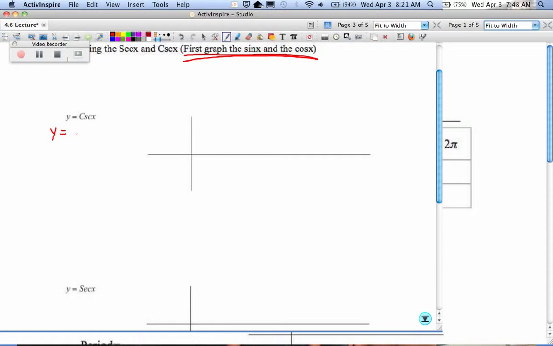What's the reciprocal that goes with cosecant? What goes with cosecant? Sine. So if you look up above, it says graph the sine or the cosine first. So for cosecant, I want you to graph sine first. When you look at the sine function, hopefully you remember it. B value is 1, so the period will be 2 pi divided by 1. Critical points are 2 pi divided by 4.